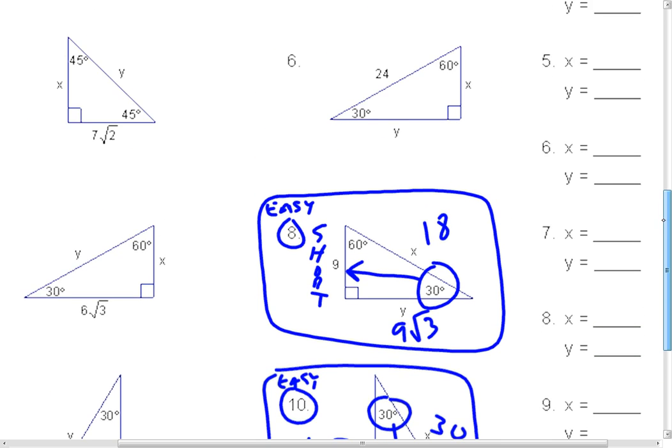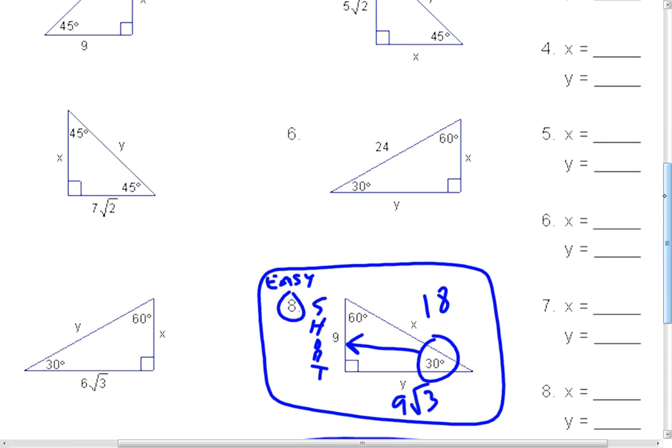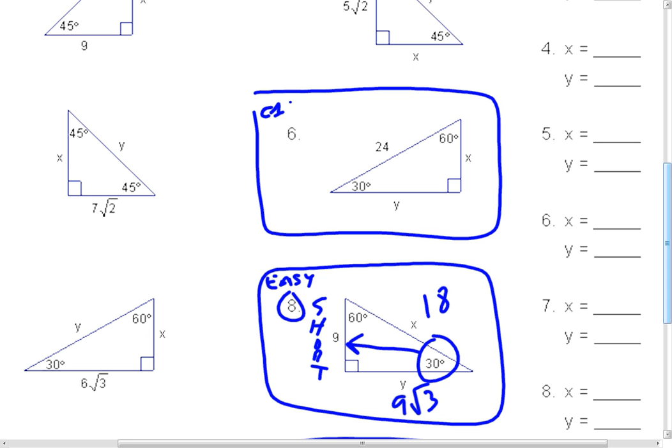Jump back up to question 6. I would classify that as an easy question. Even though I don't know the short side, I do know the hypotenuse, and it's a whole number. If the hypotenuse is 24, what's the short side? 12. If 12 is the short side, what's my longer leg? 12 radical 3. So out of 10 questions, 5 of these are what I would classify as easy because you've got whole numbers and it matches well with the patterns that we have.